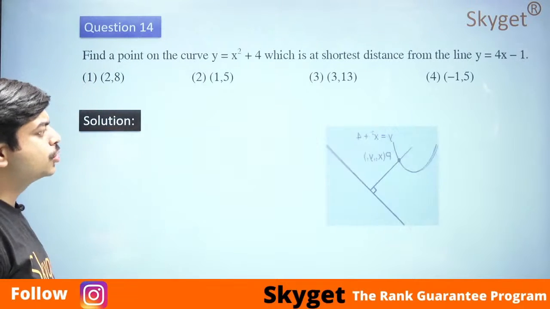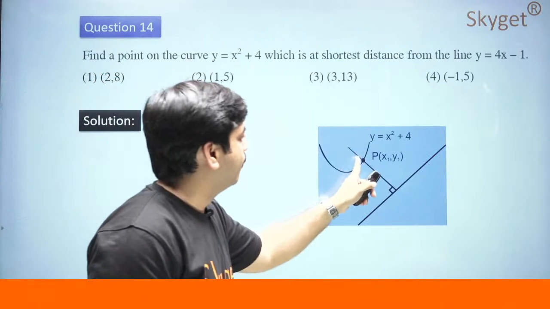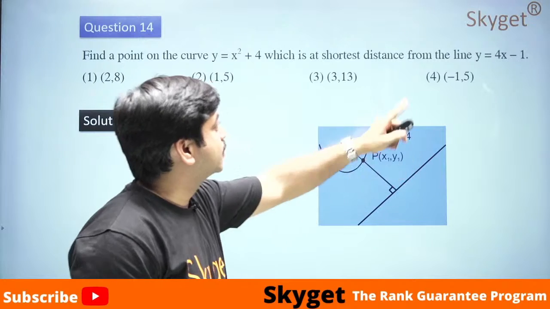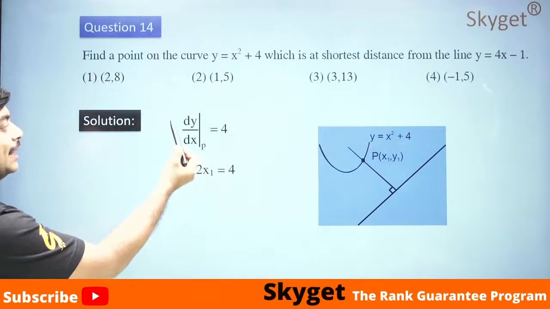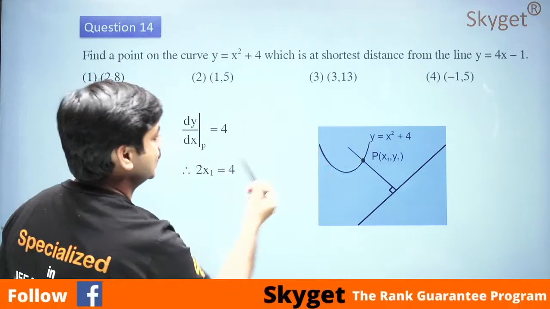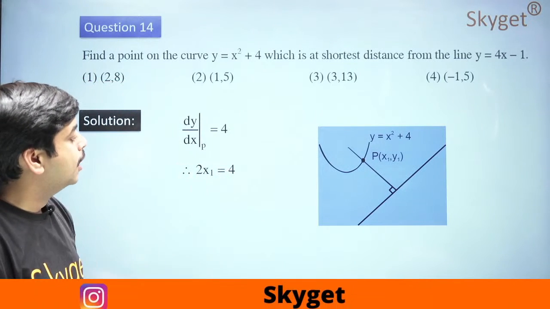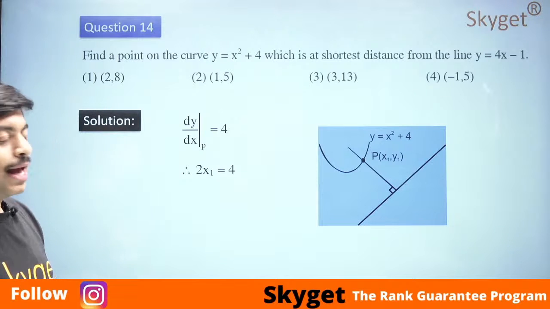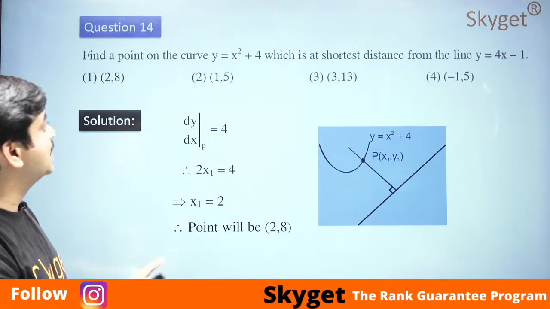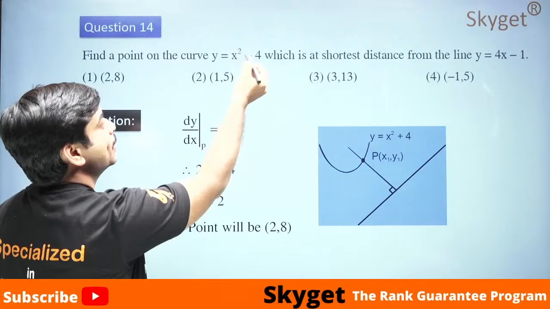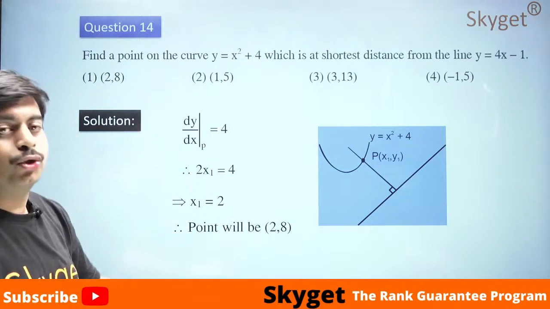Okay, so let us see the diagram here. The derivative of x square plus 4 should be equal to 4. The derivative of x square plus 4 is 2x. At x1, y1, that becomes 2x1. 2x1 should be equal to 4, so we get x1 equal to 2. If x is 2, then y is 2 square plus 4, which is 8. So the point will be (2, 8).